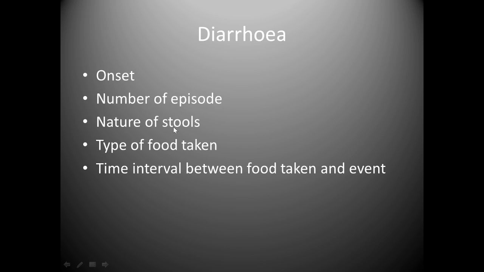Foul smelling stool is seen in fat malabsorption, and blood in stool can be seen in dysentery due to E. coli, Shigella, or it can also be seen in ulcerative colitis.